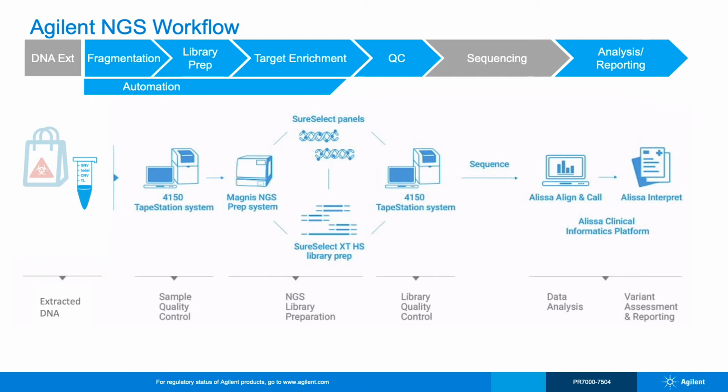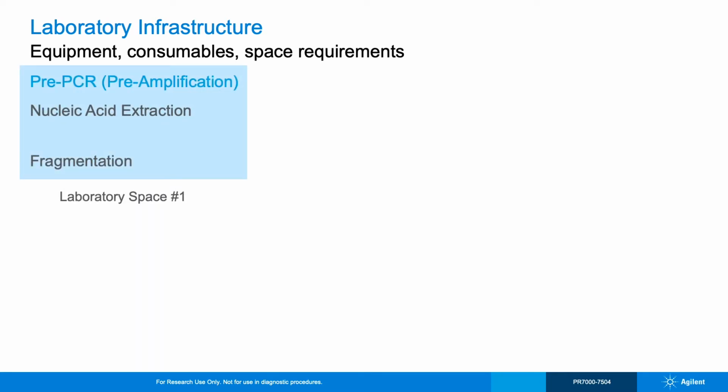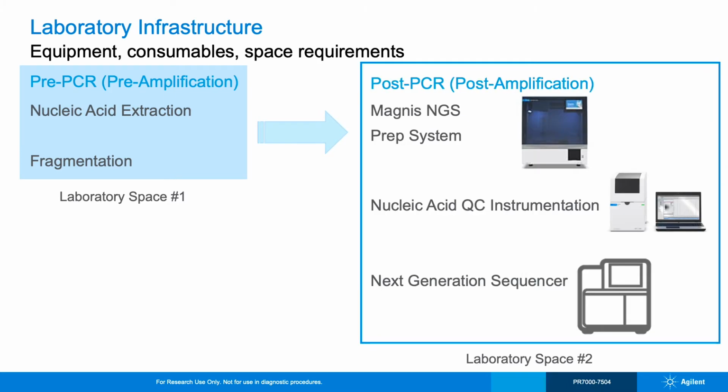We will be taking our biopsy sample throughout this workflow, including QC performed on the 4150 TapeStation and NGS library preparation using the Magnis NGS prep system. A typical NGS workflow requires 2 laboratory spaces: 1, a pre-PCR amplification area to perform nucleic acid extraction and fragmentation, and 2, a post-PCR amplification area for the Magnis NGS prep system, QC instrumentation, and the NGS sequencer.